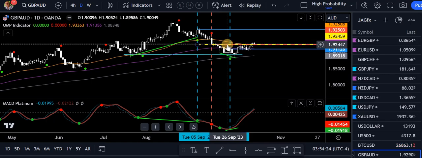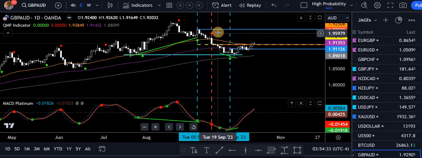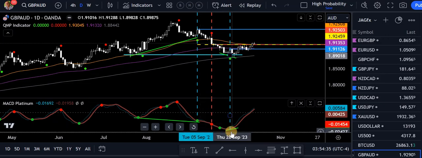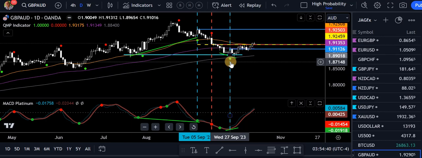So the red line's hard to see because the yellow line's there. Now the yellow line's just a break-even level. So the red line's there, as you can see it there. So locking in a loss between there and there. Waiting, because the MACD platinum's still below the zero level, waiting on a new buy signal, and we got it there. So we then take a second buy trade.